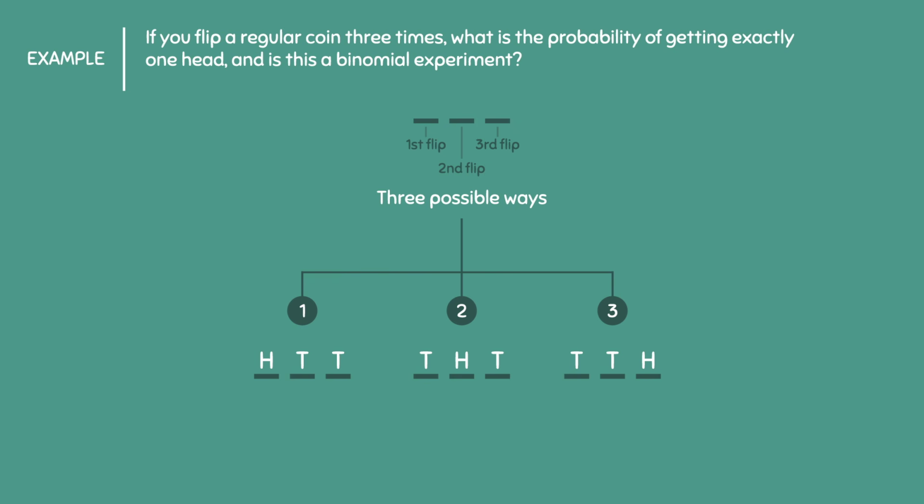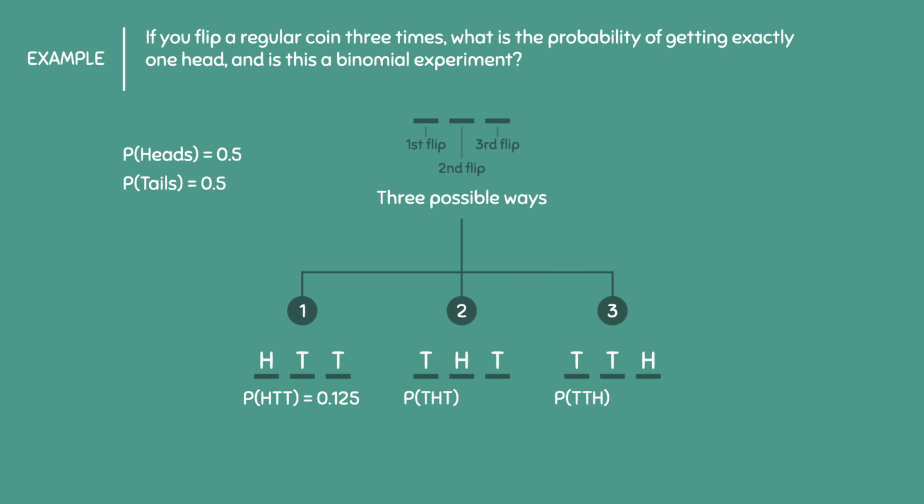Now all we have to do is calculate the probabilities of each outcome and add them together to get the answer. We know that the probability for getting heads is 0.5, and the probability of getting tails is also 0.5. To calculate the probability of the first outcome, we will multiply the probability of heads times the probability of tails times the probability of tails again. This is equal to 0.5 times 0.5 times 0.5, and this is equal to 0.125.